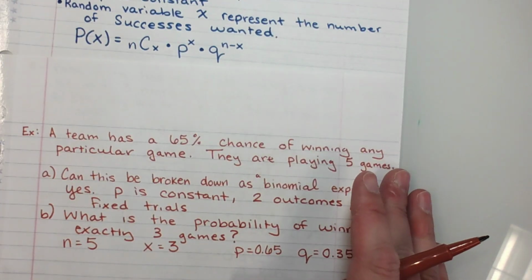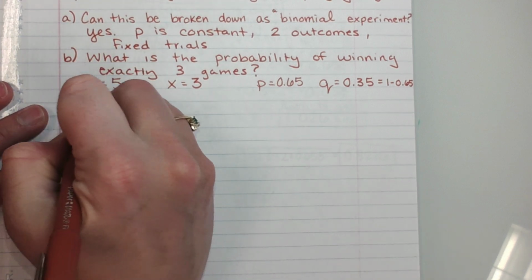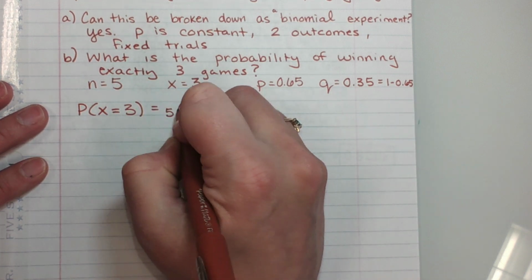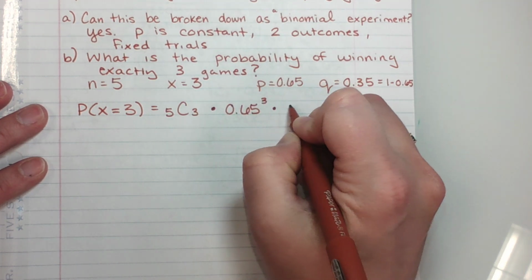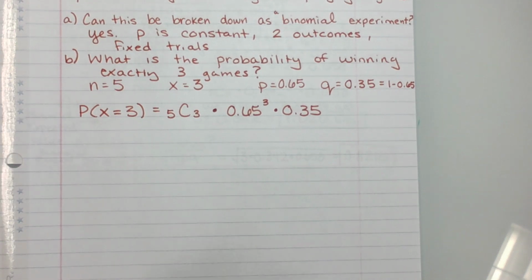So I plug into my formula. That formula. Probability of X being equal to 3 equals 5 combinations of 3 times 0.65 to the power of 3 times 0.35 to the power of N minus X. 5 minus 3 is 2. I'll give you a minute to type it in. I've already got a name pulled of who I'm going to ask.